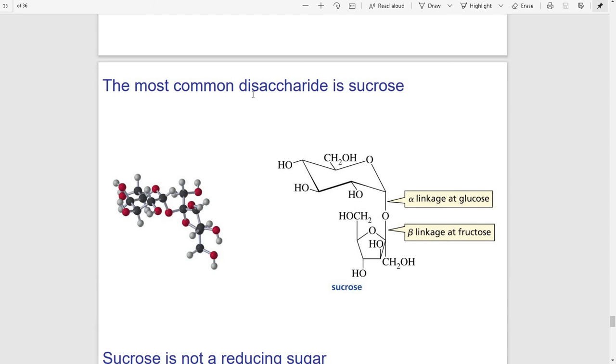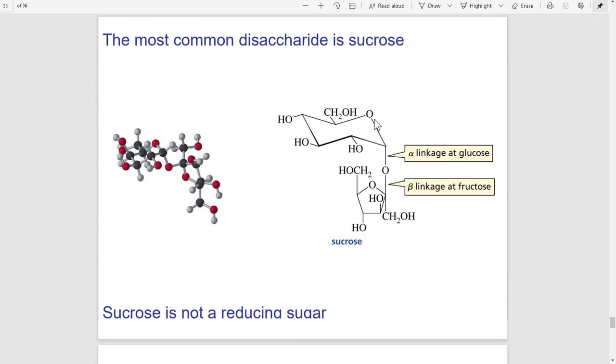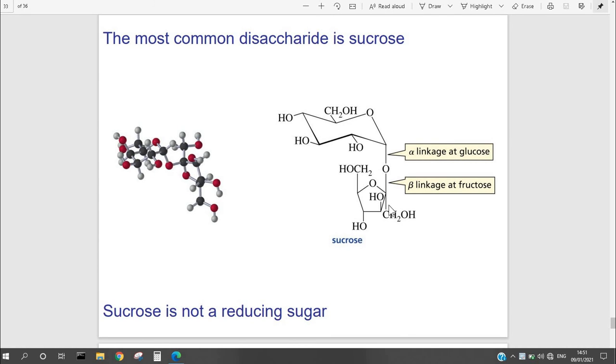Next, the most common disaccharide is sucrose. Here a 6-membered and a 5-membered ring are present. Here is the alpha linkage at glucose and here the beta linkage at fructose. Sucrose is not a reducing sugar. See here, the anomeric carbon contains a CH2OH group. That's why it is not a reducing sugar.